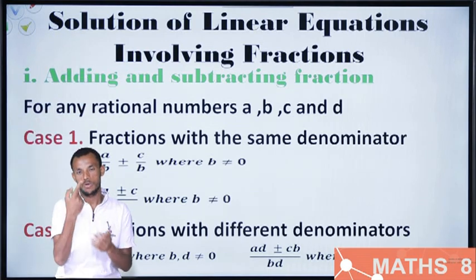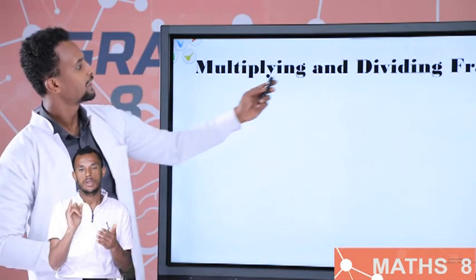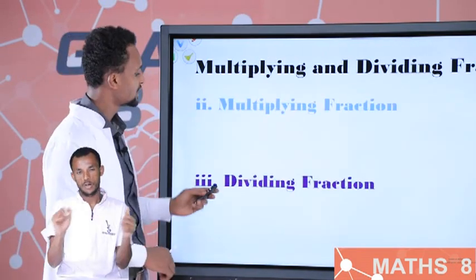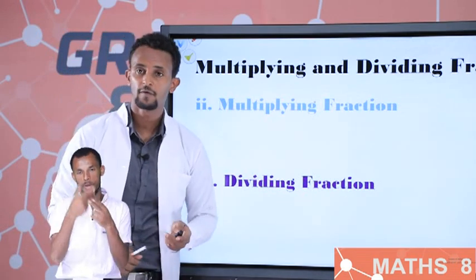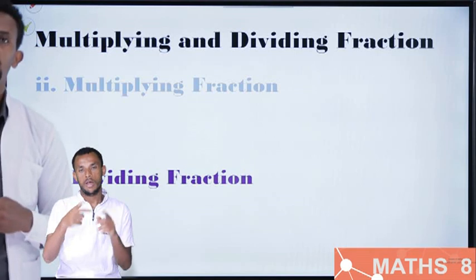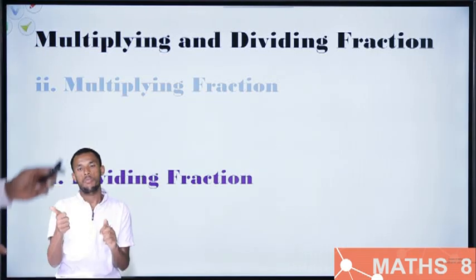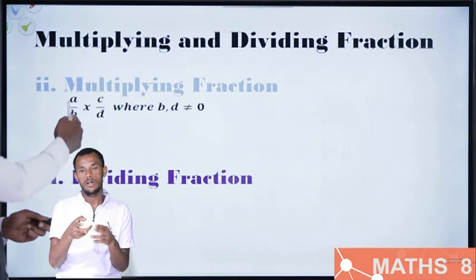So using this method, the second thing is multiplying and dividing fractions. The first one is multiplying fractions and the next one is dividing fractions. In the case of multiplying and dividing fractions, you don't have to check whether the denominators are the same or different. It's not a problem. Therefore, the first one, in the case of multiplying fractions, let's take a over b times c over d.